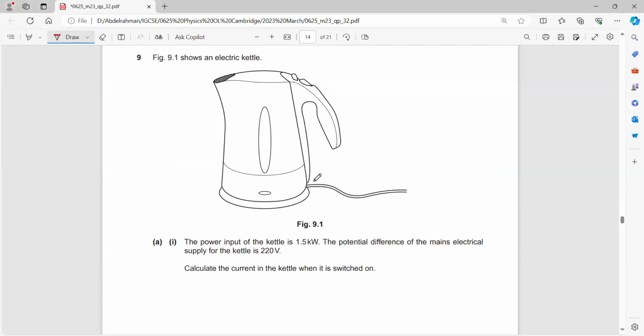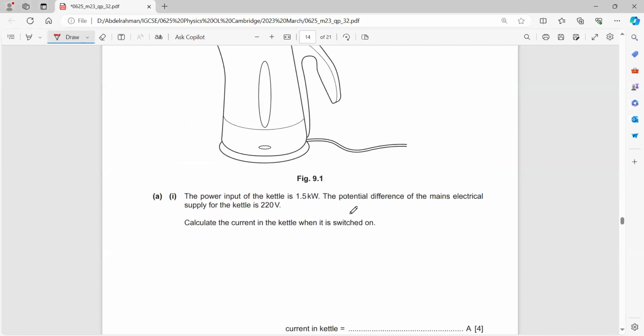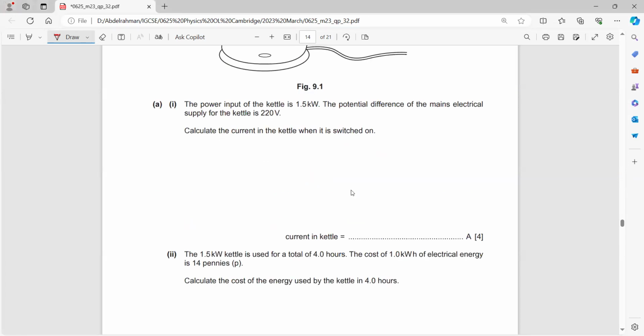I have a kettle. Calculate the current in the kettle when it is switched on. When the kettle is switched on, how can I find the current? The current equals power over voltage. And we convert the power: 1.5 times 1000.